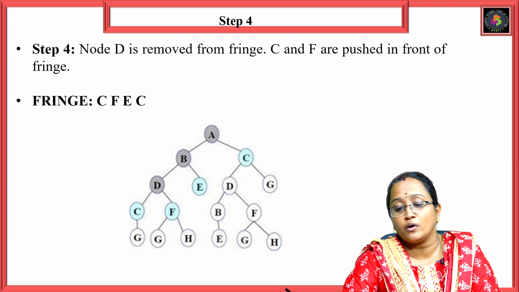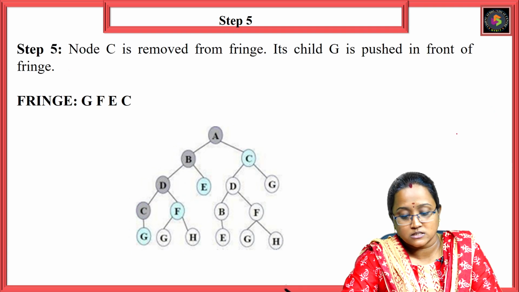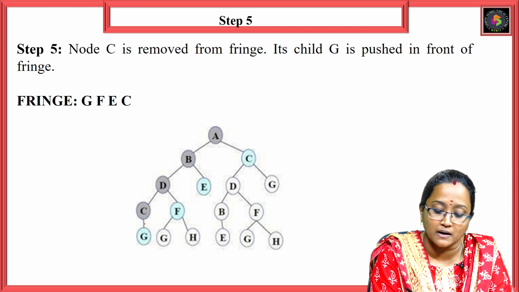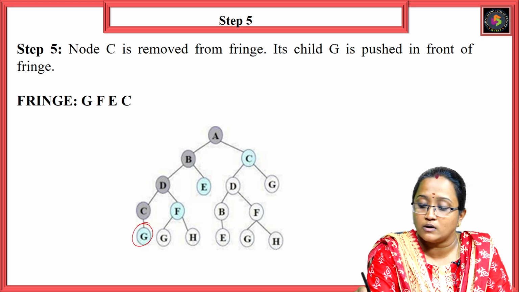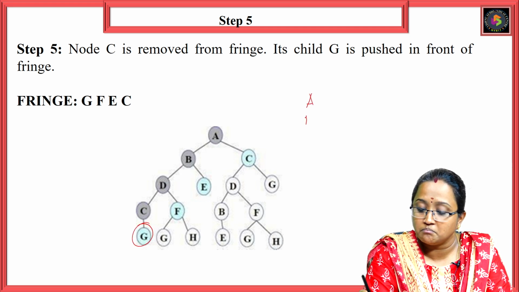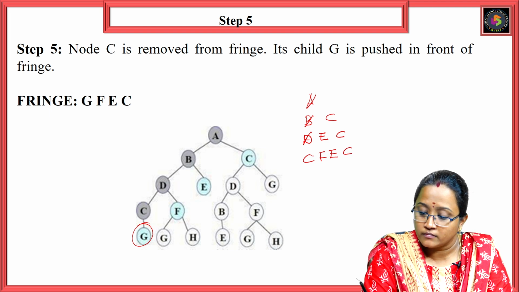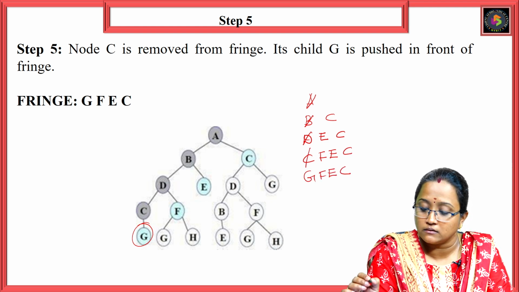Next we are going to expand C. After expanding C, what are we going to get? We are going to get G. So we have A, B, C, next D, E, C, then C, F, E, C, next G, F, E, C.